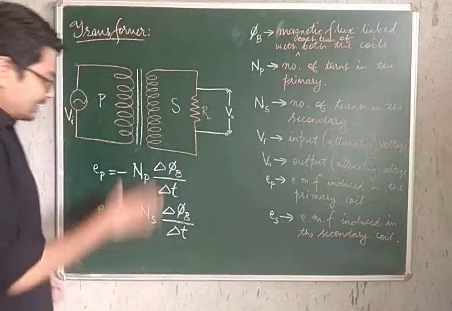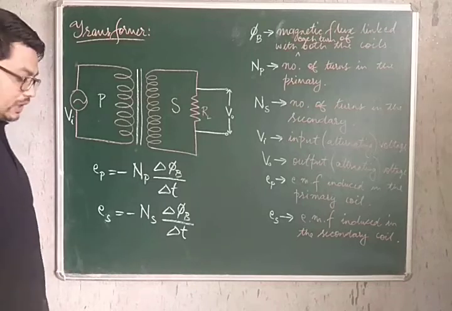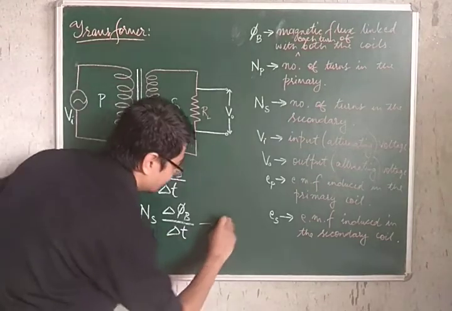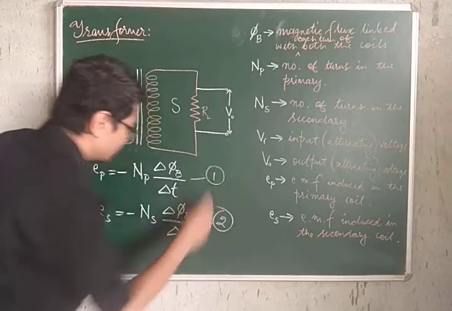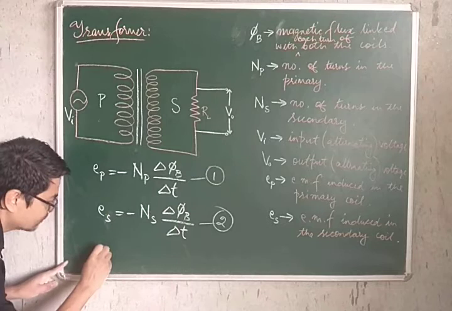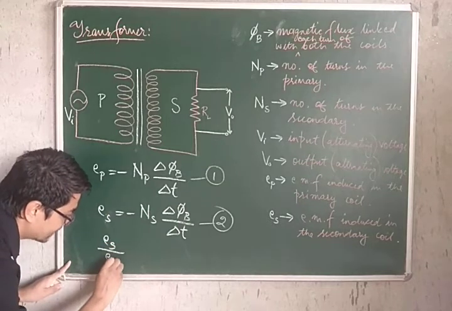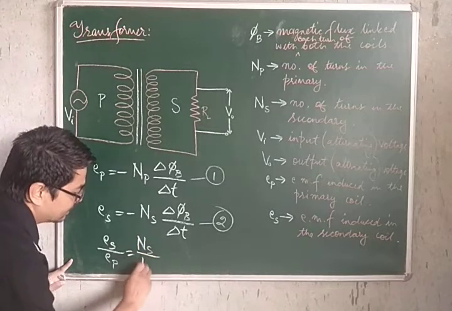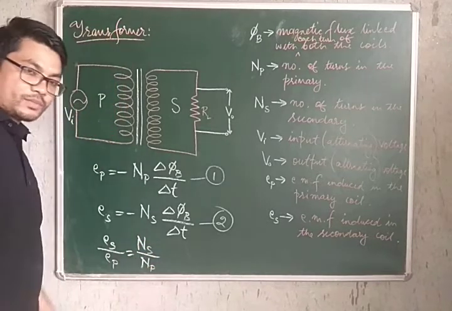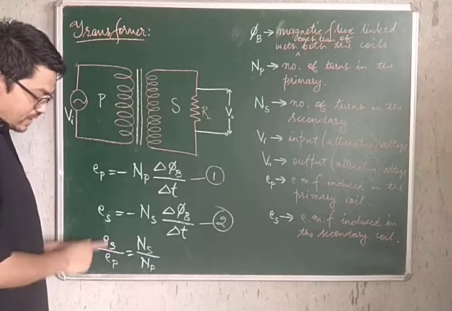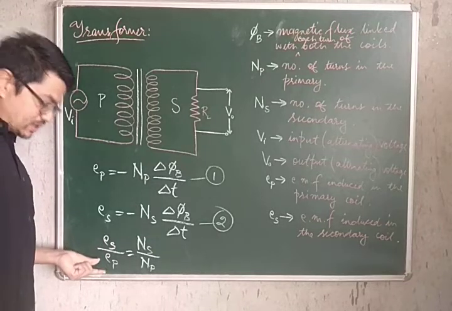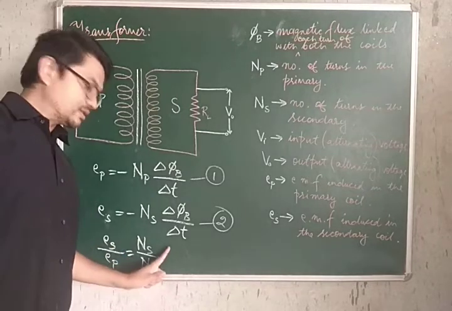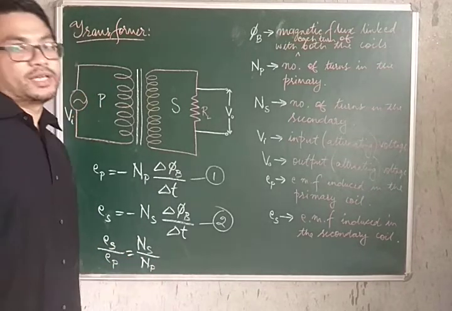Alright, so this is what we get. Dividing equation 2 by equation 1, we get ES by EP is equal to NS by NP. So the ratio of the EMF induced across the secondary to the EMF induced across the primary is equal to the ratio of the number of turns in the secondary to the number of turns in the primary.